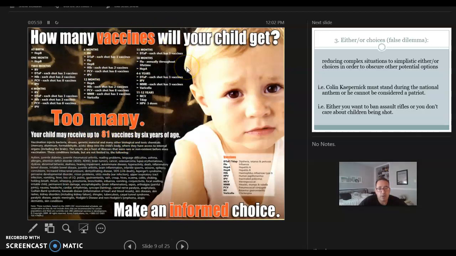Nobody wants their child to get a whole bunch of needles. That's scary, right? So they list all these different things your child's going to get. Note that some of these are combined, right? At 6 months, a child does not get 7 needles. At least mine didn't. Or 5 at 4 months, right? So none of that is really conveyed here.